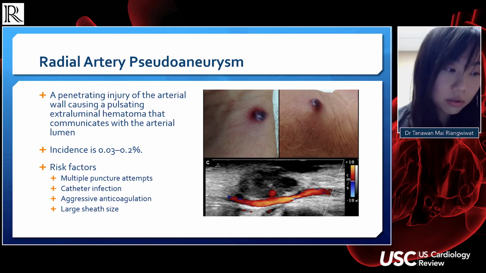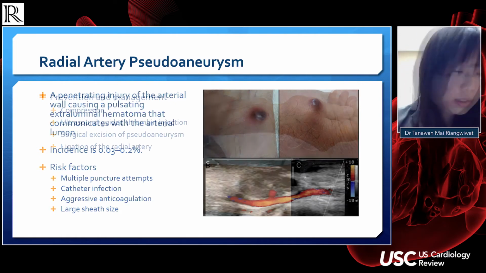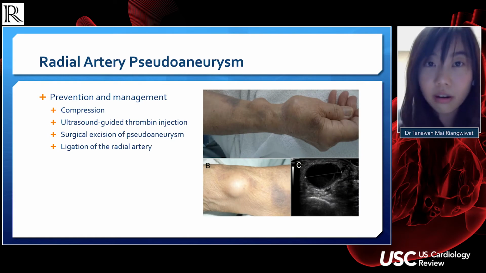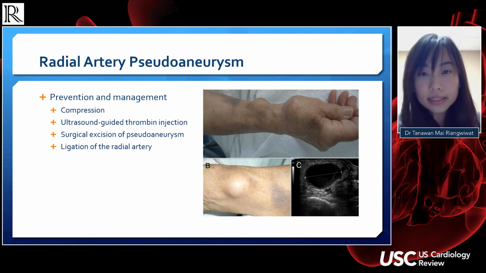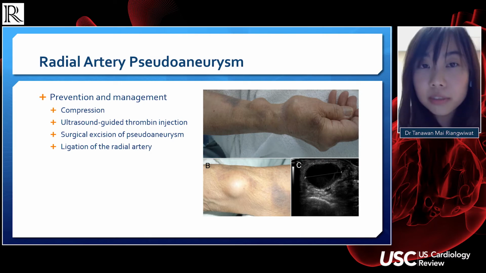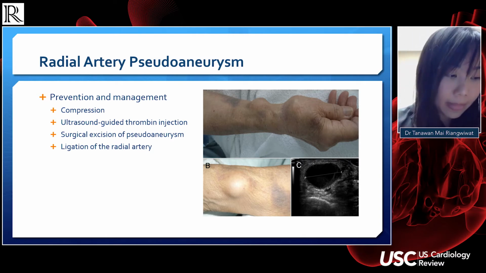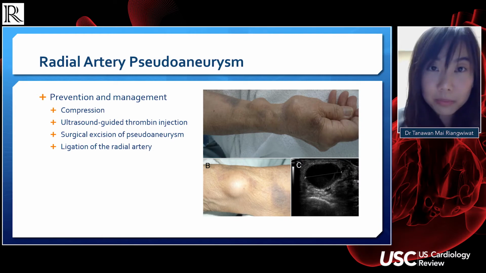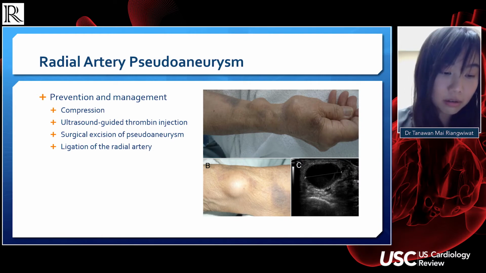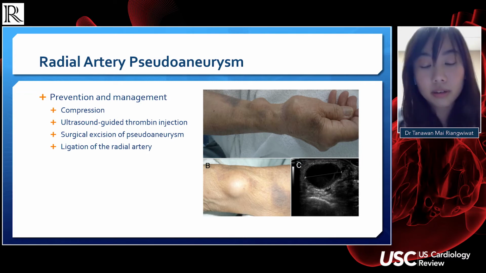The risk factors also share the common risk factors, but also catheter infection and aggressive anticoagulation are risk factors for this. Prevention and management are also similar: compressions. But the next step is using ultrasound guided thrombin injection, knowing that we have a really small target for that pseudoaneurysm as compared to femoral access. There are some indications for surgical excision of this pseudoaneurysm, for example, pain, diameter more than 3 centimeters, or failure of the above conservative management.